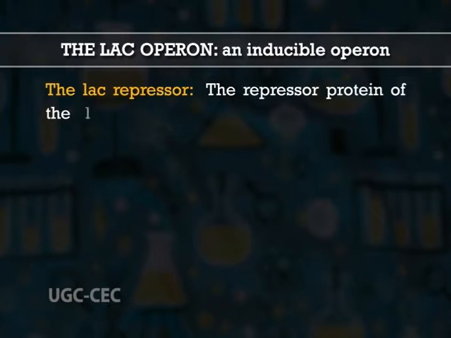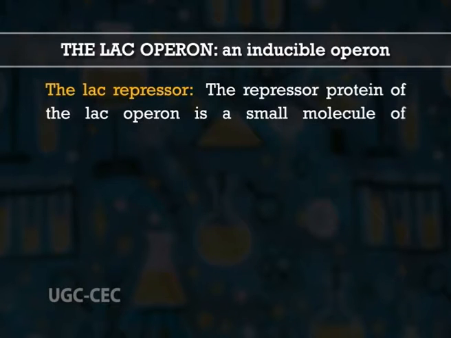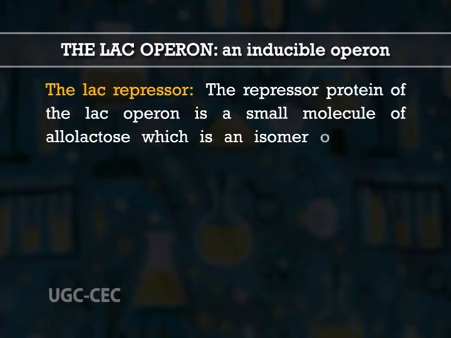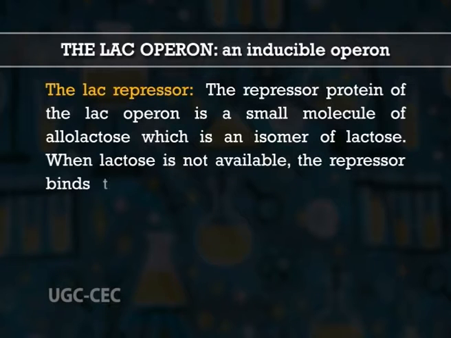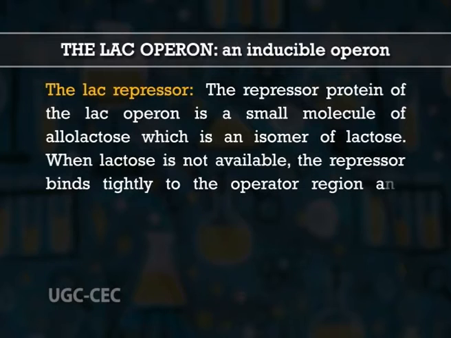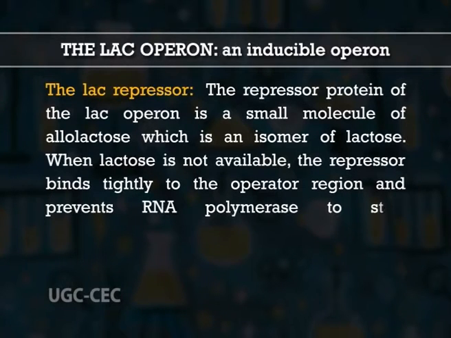LAC repressor. The repressor protein of the LAC operon is regulated by a small molecule, allolactose, which is an isomer of lactose. When lactose is not available, the repressor binds tightly to the operator region and prevents RNA polymerase from starting transcription. However, when lactose is available, some of the lactose molecules are converted to allolactose, and the binding of allolactose to the LAC repressor changes the shape of the repressor, preventing its binding to the DNA.